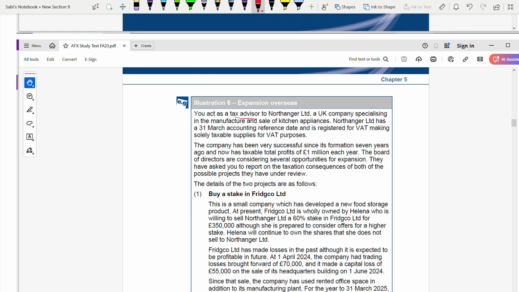now you have been successful since the formation, for 7 years. Now the TTP is 1 million each year, so now they want to expand. They are considering options. There are two options given. You have to write a report on it.